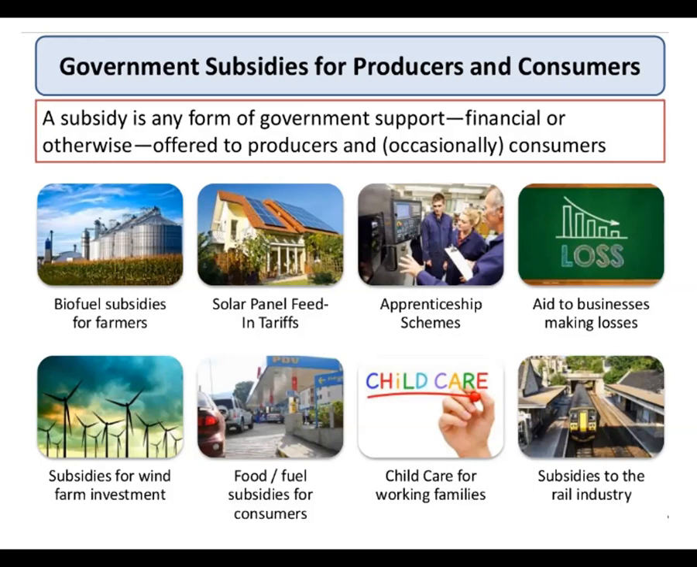Solar panel feeds. The government will want to encourage people to use more renewable sources of energy. So what can we do to encourage people to switch to more renewable forms of energy? We can pay for them to have solar panels fitted on their houses in order for them to benefit and generate their own electricity. Apprenticeship schemes.